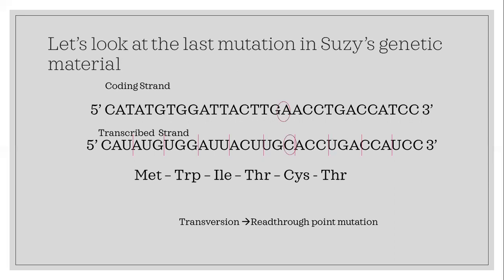In this last example of a point mutation in Susie's genetic material, we see that the A changed to a C in the coding strand. This is a transversion and creates a read-through mutation. This is the case because with the change, the codon that would typically code for stop now codes for cis, so that strand continues to be translated past where the codon would be.